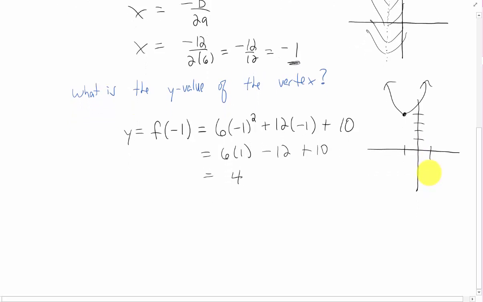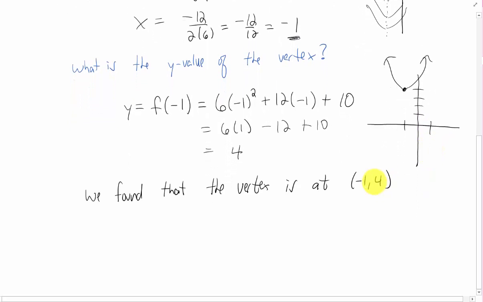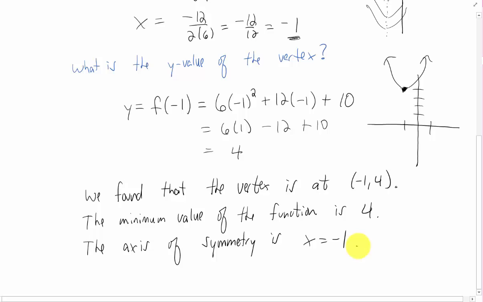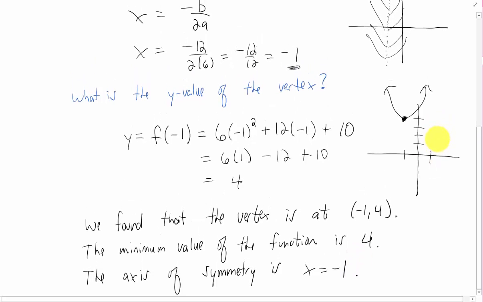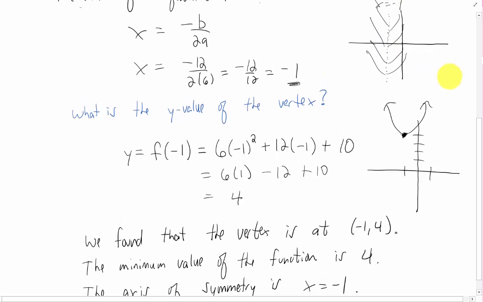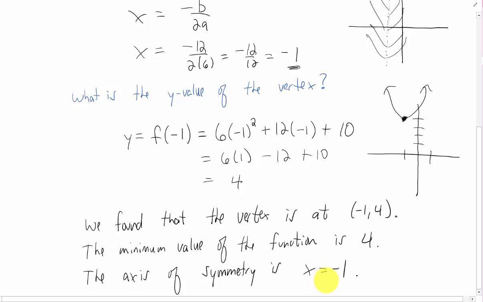So let's summarize. We found that our vertex is at the point negative 1, 4. That's this point right here. The minimum value of the function is that smallest value there. It's that y value here at the vertex, which is 4. And the axis of symmetry, the line where our vertex was going to fall somewhere, has the equation x equals negative 1. So that is what we call our axis of symmetry.